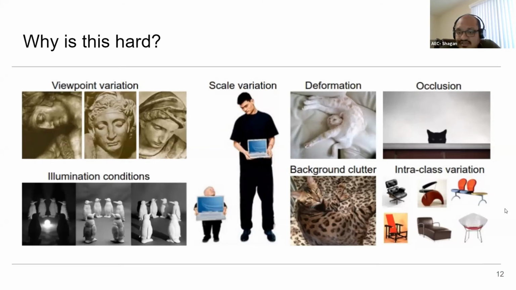In this example, we see different kinds of chairs. For humans, it's easy to say, okay, this is a chair, but for a machine learning model to classify them as a chair, that's a very big task.